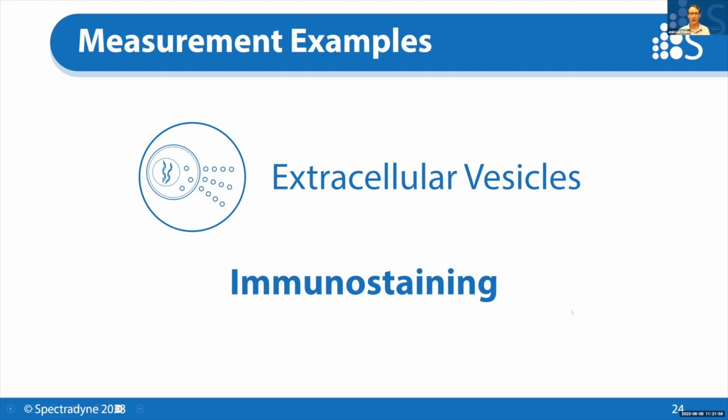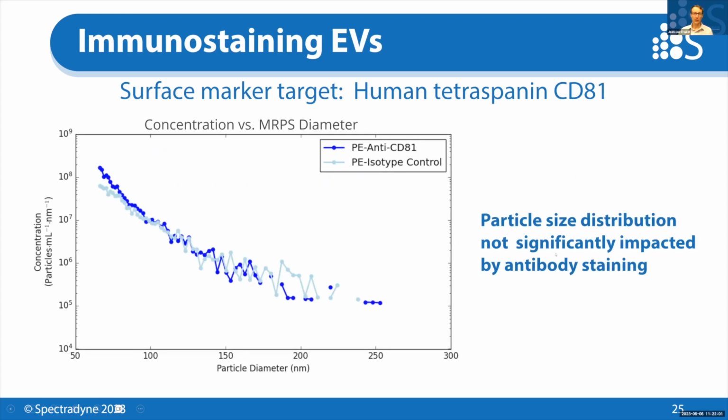Okay, so those EVs were genetically engineered in order to express GFP, right? But what about immunostaining? So let me show you an example of that. So here we took EVs that were isolated using an affinity bead based method and eluted from the capture beads. And we stained them for CD81, which is a human tetraspanin marker. We stained them in two ways. One is with a PE labeled antibody for CD81, and also with a PE labeled isotype control, just an IgG, right? So you can see that the particle size distribution is not significantly impacted by the antibody staining.